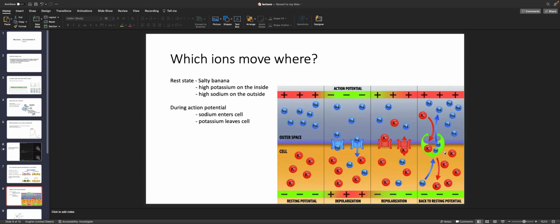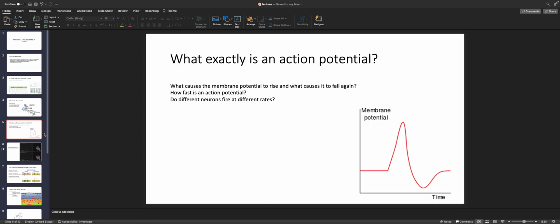Then, to get back to a resting state, we have a transporter that takes sodium out and potassium in. But why exactly do sodium ions and potassium ions make the action potential look like this?